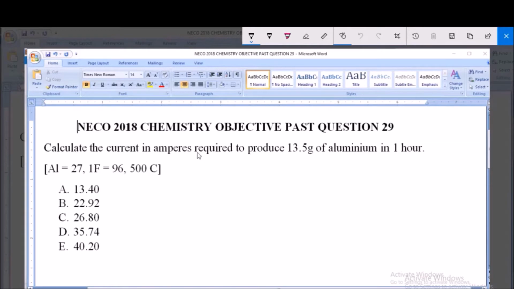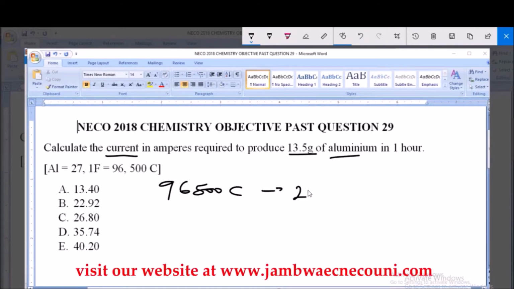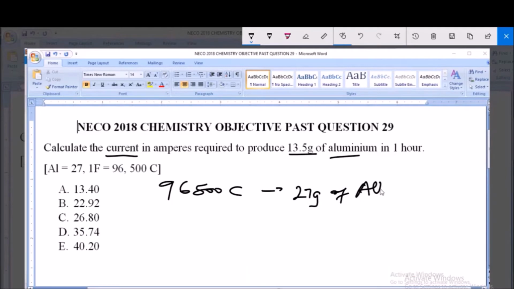So we are asked to find the current required to produce this given mass of aluminium, and like we know, 96,500 coulomb will produce 27 gram of aluminium. That is, 96,500 coulomb will give us the complete mass of aluminium.